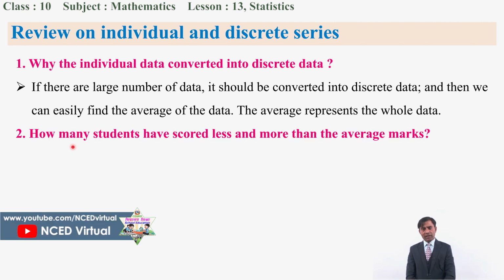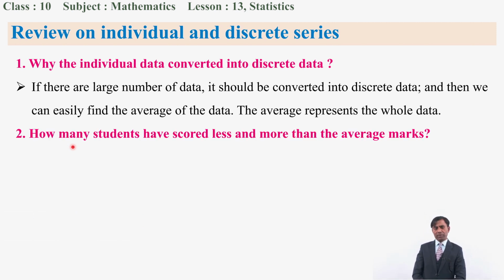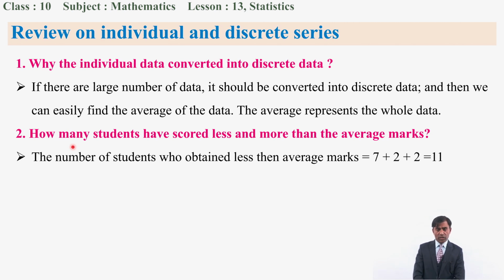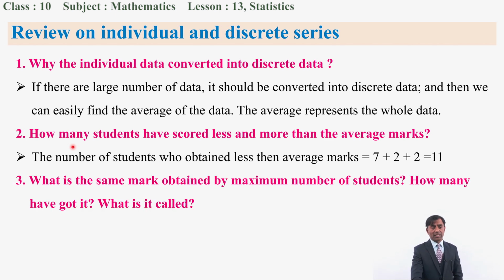Okay, after this, next question here. From the previous example, how many students have scored less than and more than the average marks? Look at here, the number of students who obtained less than the average marks, where the average is 14 marks, so less than 14. It was 7 plus 2 plus 2. 9 marks were obtained by 2 students, 10 marks by 2 students, and 12 marks by 7 students. So 9, 10 and 12 marks are less than the average marks 14, so that is 7 plus 2 plus 2, which is 11.